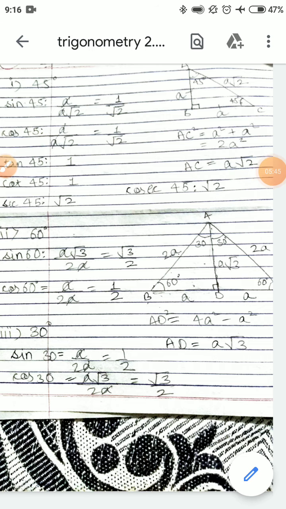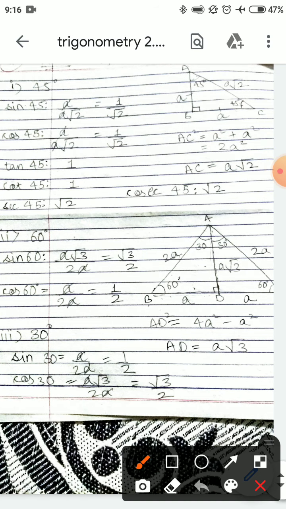And the same way, if we take cos 60, taking angle B as 60 degree, cos theta is base upon hypotenuse, that means BD is base and AB is hypotenuse. So a upon 2a, that is 1 by 2. So the value of cos 60 is 1 by 2, right?